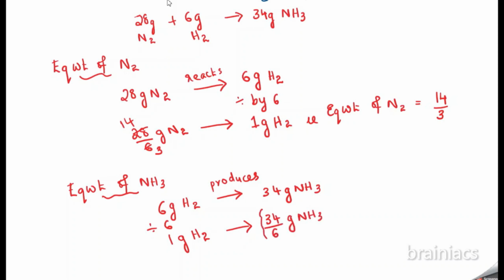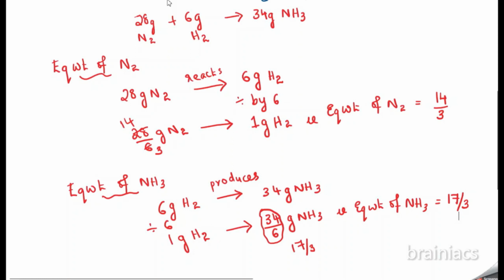Now this value will become my equivalent weight. Why? Because this is the mass that reacts with 1 gram of hydrogen. So this will come around how much? 17 by 3. So we can say the equivalent weight of ammonia NH3 is equal to 17 divided by 3. Please remember that equivalent weight is a variable quantity, whereas the molecular weight or atomic weight is a fixed quantity. I hope you understood the question. If you have any doubt, get back to us.